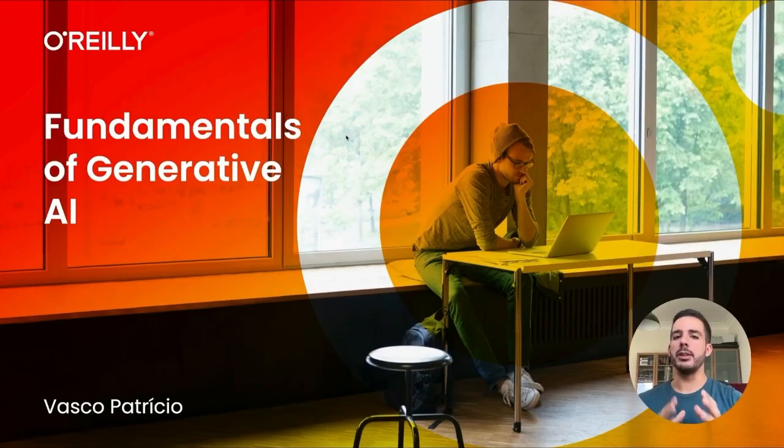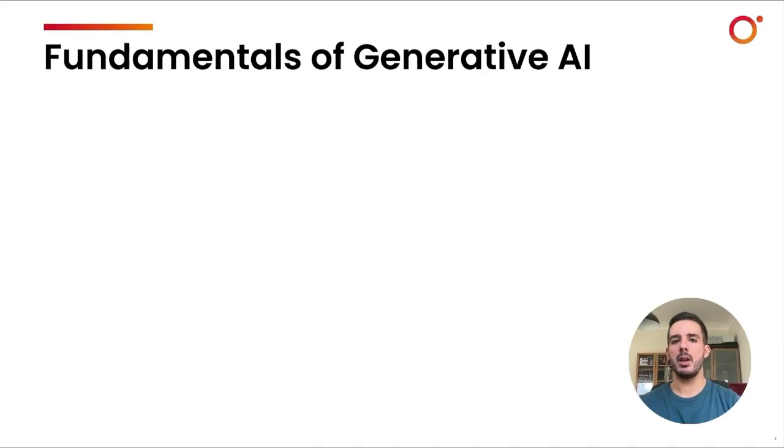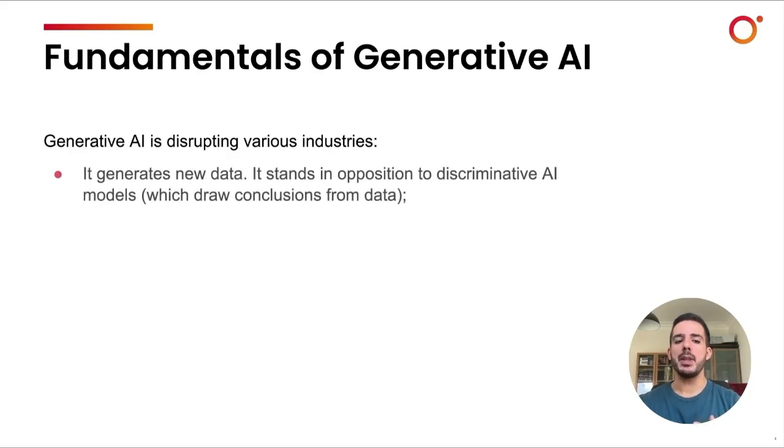Welcome to this lesson on the fundamentals of generative AI, namely text generative AI, what it can do and what it can't do. Generative AI is disrupting various industries. One could argue the whole world. And this is not clickbait or cliché, right? It really is true. But in essence, what is generative AI? Well, it generates new data, right? It stands in opposition to what we call discriminative AI, which draws conclusions from data, right? So discriminative AI models usually draw some conclusion from data. They classify, they perform regression, clustering, and so on.